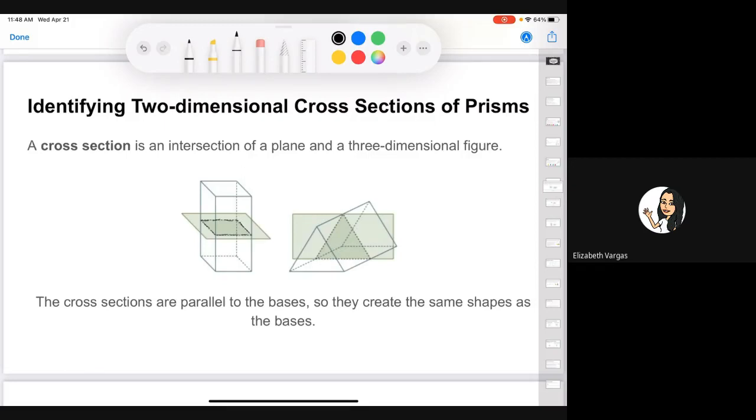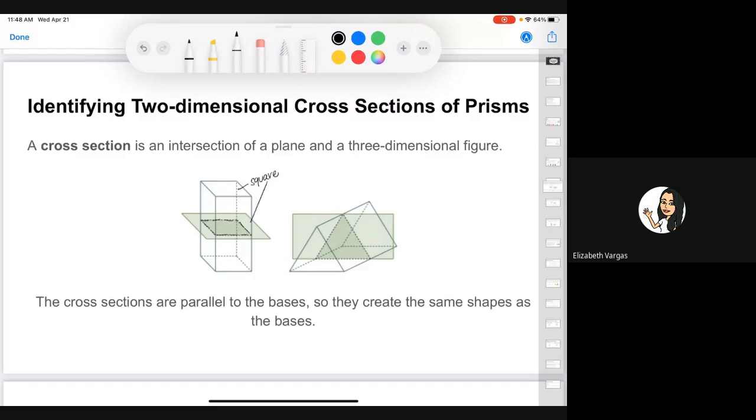The cross sections are parallel to the bases, so they create the same shape as the bases. So that's something to keep in mind. Basically, when you're cutting directly in the middle of these different three-dimensional figures, your cross section is going to give you the same shape as the base. And so here the base is a square.